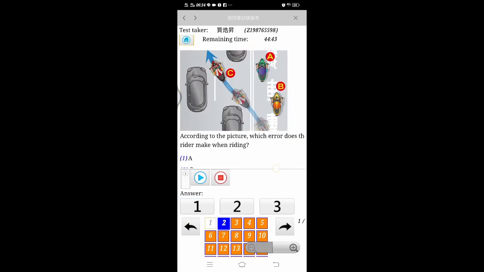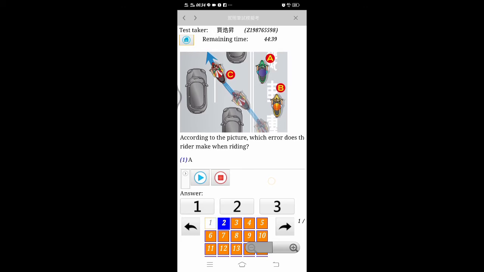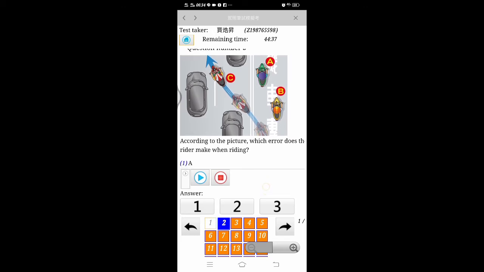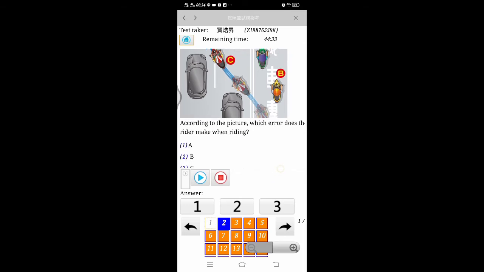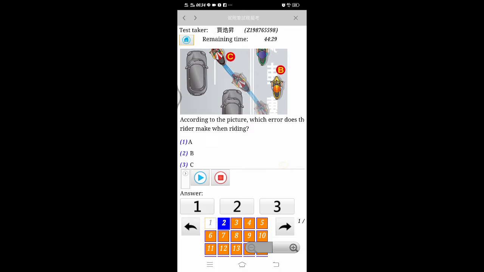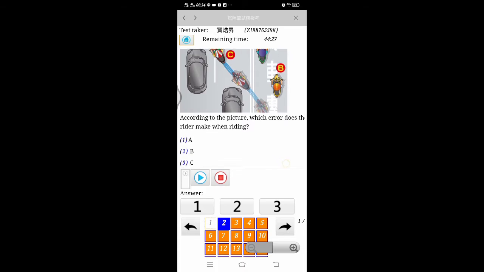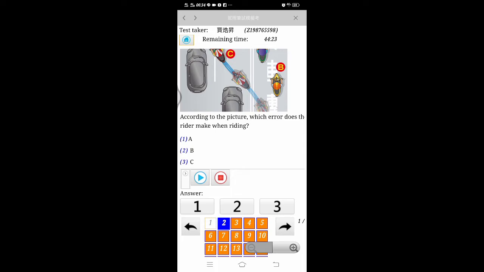According to the picture, which error does the rider make when riding? 1. A. 2. B. 3. C. According to the picture, which error does the rider make when riding? 1. A. 2. B.